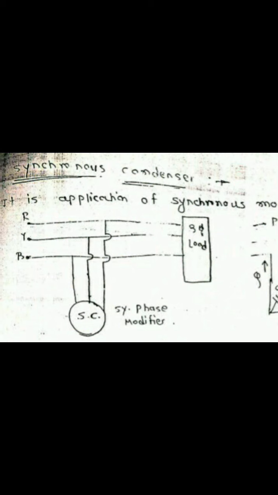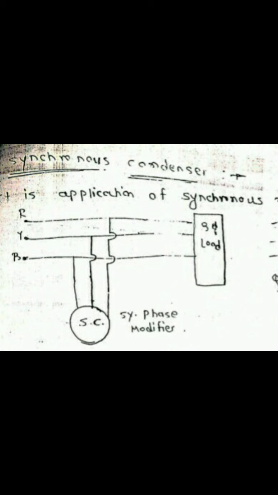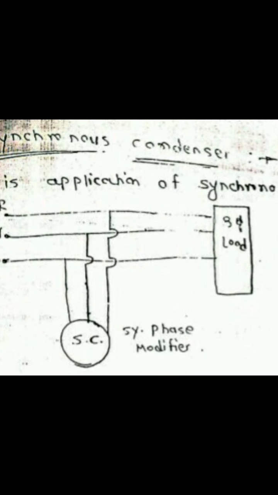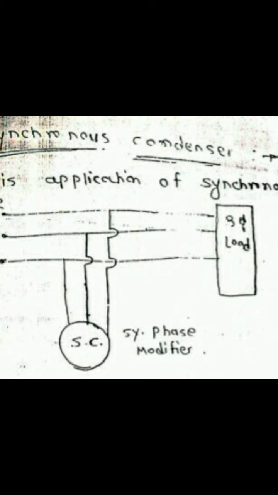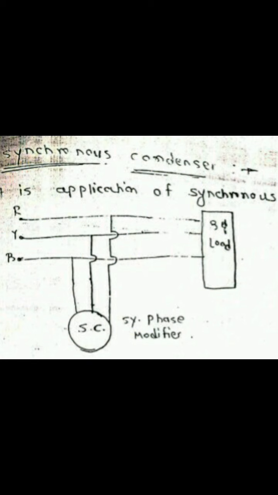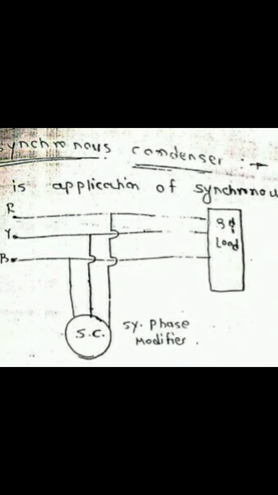In the first figure there is a three-phase supply, that is RYB. That three-phase supply is given to a load. For that particular load, a synchronous condenser, which is used as a synchronous phase modifier, is connected to that three-phase line, and depending upon the load requirement, it will supply or absorb reactive power.